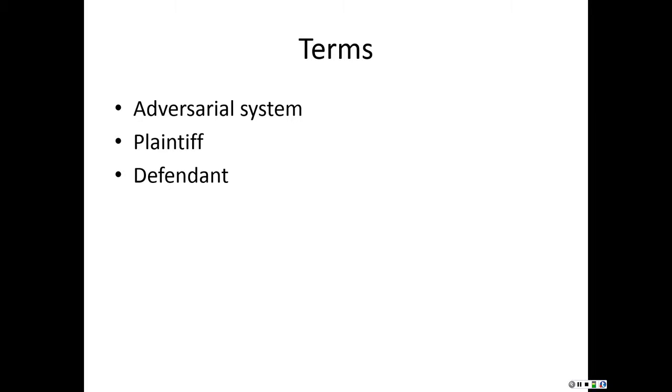On one side, you have the plaintiff. The plaintiff is the accuser, the one making the accusation. On the other side, you have the defendant. The defendant is simply the person who is being accused.